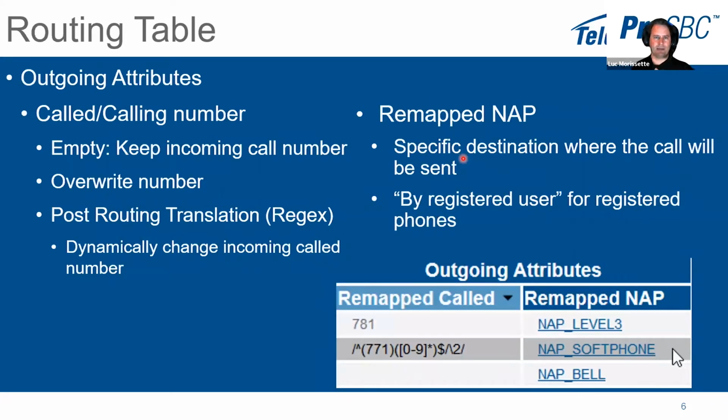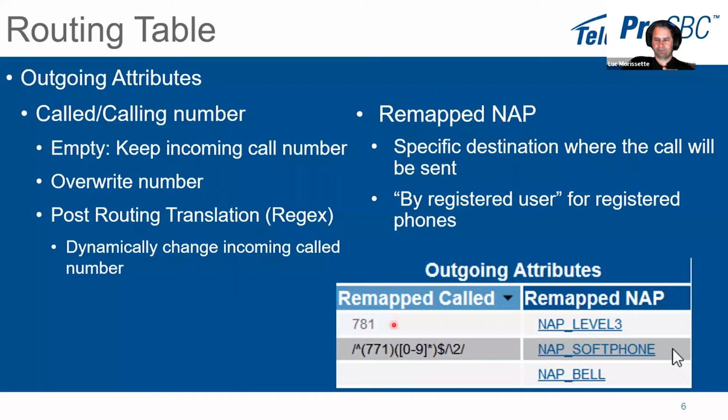The next part of the table is the outgoing attributes. Here you have multiple possibilities for the remap. If it's empty, like this one here, that means you keep the incoming call number, so the number will not change from the incoming leg to the outgoing leg. You can overwrite the number completely, meaning discard the number you have there and replace it with another number. Like in this case, whatever call matched this specific entry will be remapped to 781.